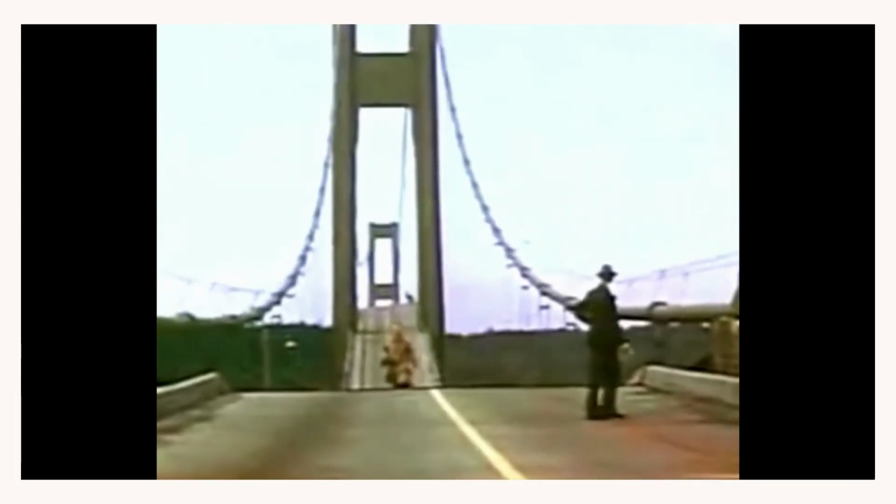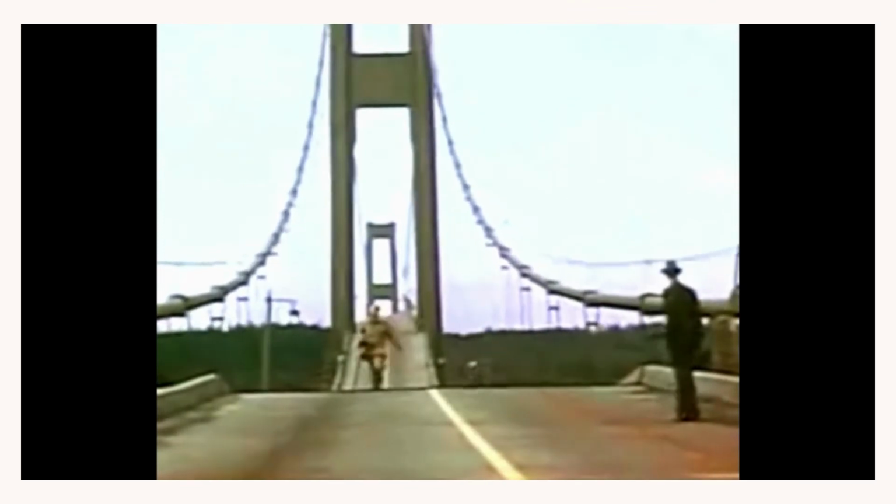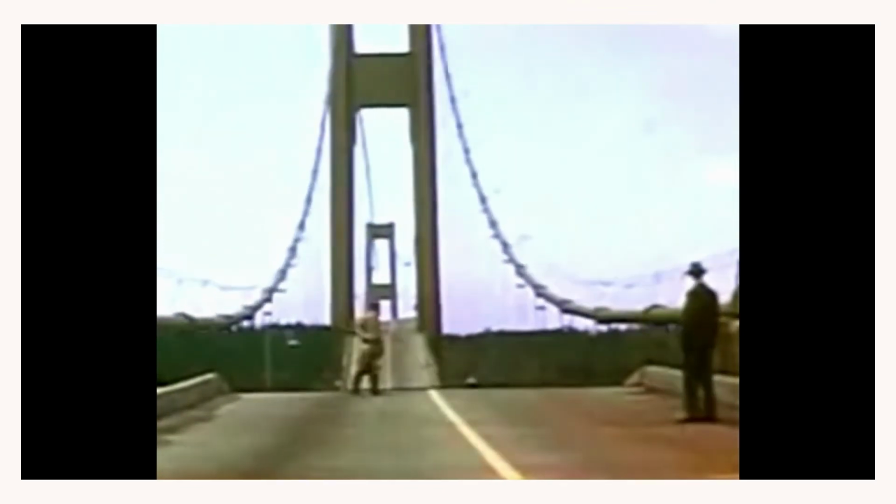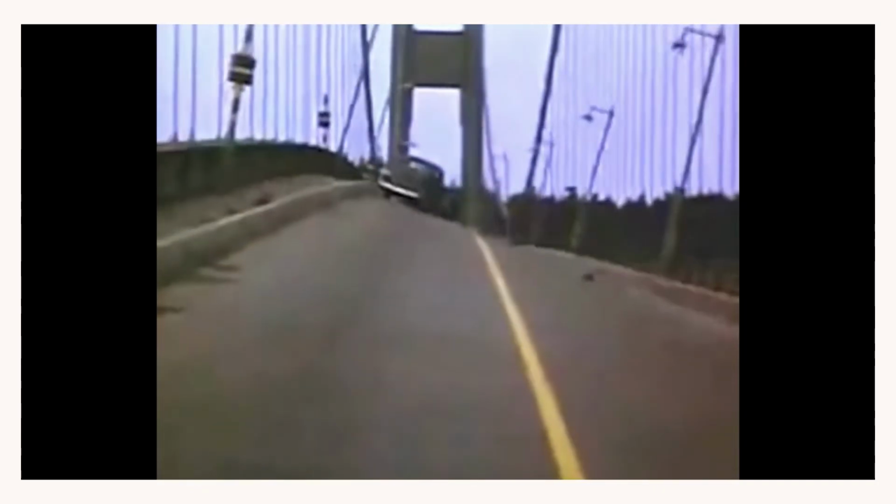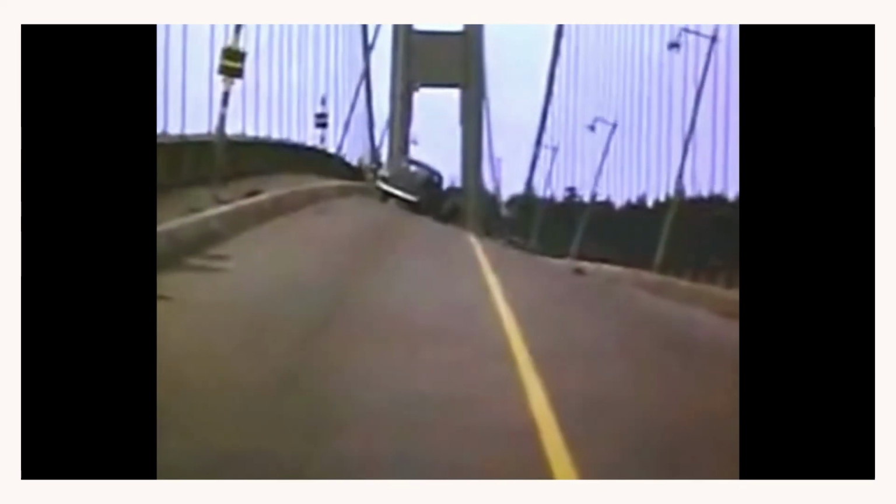Look at this man. He can walk perfectly well despite the wind. Winds of this speed do not necessarily prevent a person from walking normally. In fact, on this day, the wind was 64 kilometers per hour. How can 64 kilometers per hour wind twist a bridge like this?